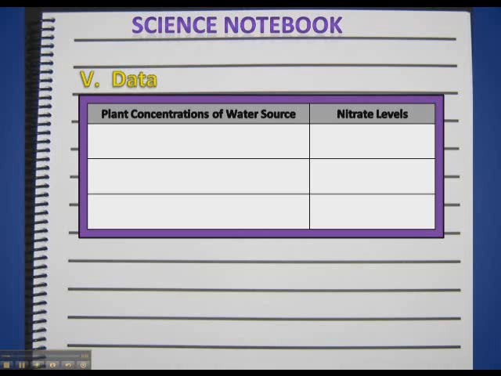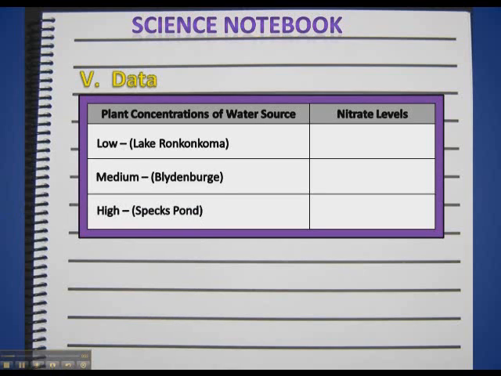So let's write in all of our independent variables now. We have Lake Ronkonkoma, which we know has very low plant concentrations. We have Blydenburg, which has medium plant concentrations. And then we have Specs Pond, which has a lot, or very high level, of plant concentrations.